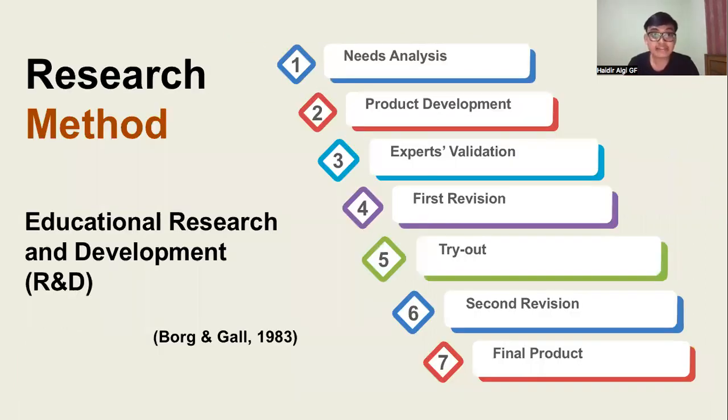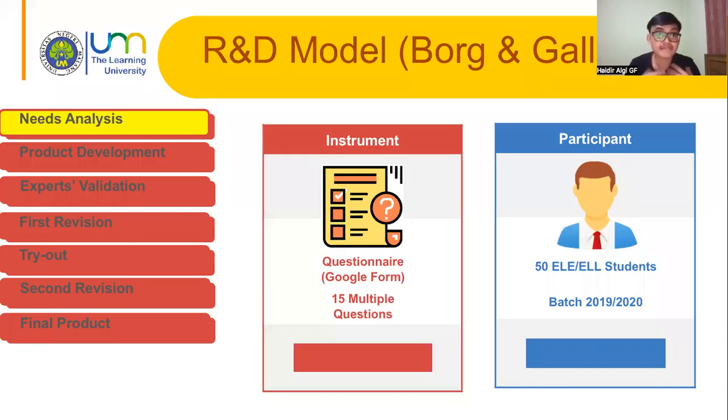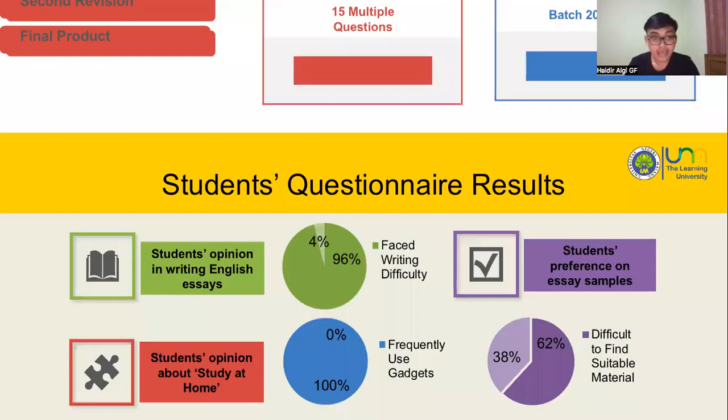There are 7 stages of the method that I use in this research, and it is adopted from the theory of Borg and Gall 1983. In the first stage, the needs analysis, I conducted a questionnaire via Google Form of 15 multiple questions for 50 respondents from ELE and ELL students batch 2019 and 2020 who already took online essay writing courses. And the results are as follows.